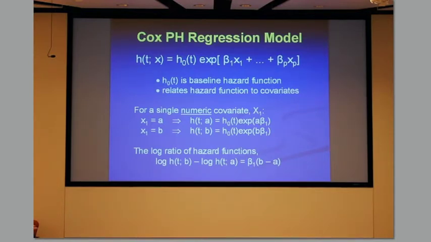So if you think about a single numeric covariate, let's call it having a value A and then a value B. If it has value A, then you just have the baseline times e to the A beta, and for B, the baseline times e to the B beta. Then we're going to get a little more clever and talk about the log ratio, the difference in the logs. It's just beta times the difference in the covariate values. So if you're talking about a difference in age, say from 20 to 30 years, the difference is 10 years, so it's 10 times beta, and that's the effect of age.